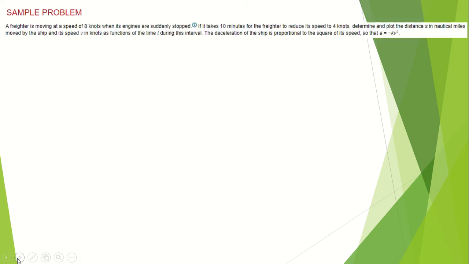This is our last example class on our topic, rectilinear motion, a review of rectilinear motion. Okay, so this is the last problem.